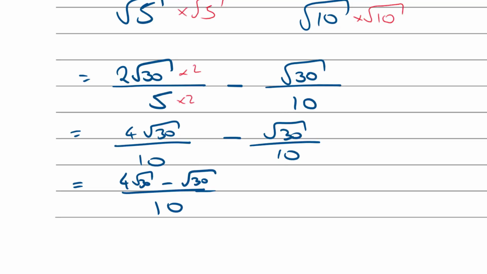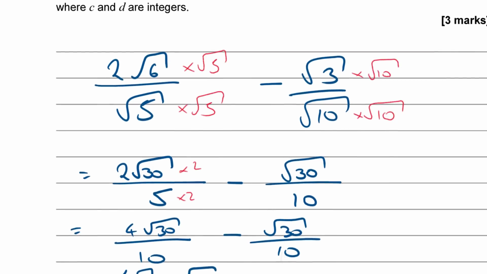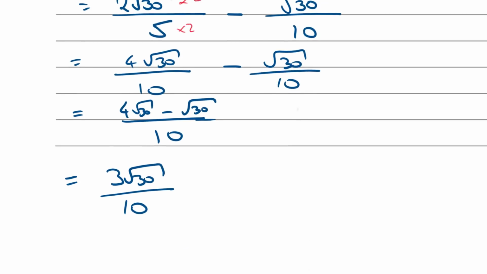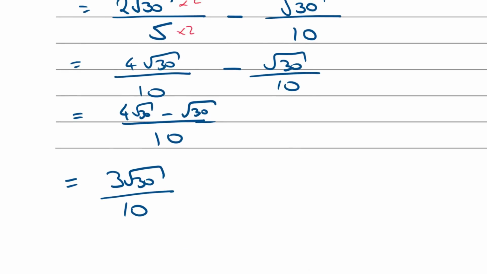So what's 4 root 30 minus root 30? Well, you can treat these a little bit like you would with x's. If I had 4x take away x, I would get 3x. So it's the same thing here, isn't it? If I've got 4 root 30 take away root 30, it's going to give me 3 root 30 over 10. Okay? So I've done it then, haven't I? So 3 root 30 over 10. That seems to work. C and D are both whole numbers. And it's a fraction over 10.